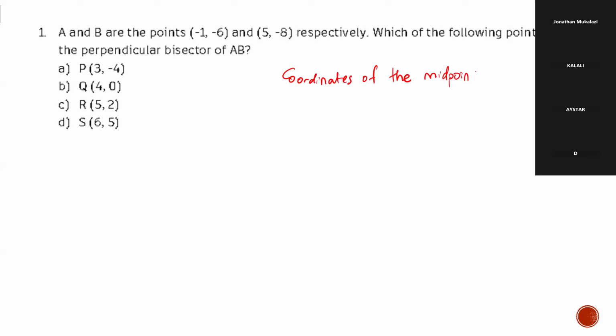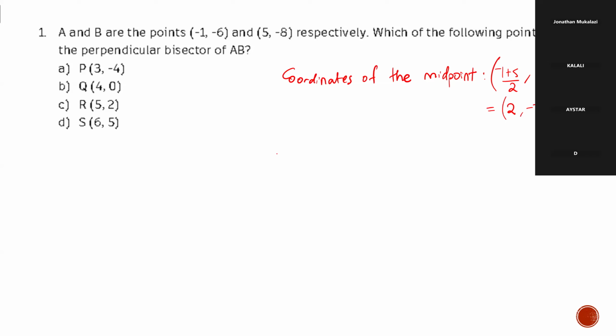We just get the average of the coordinates of the ends of the line segment. So the coordinates of the midpoint would be (-1 plus 5) over 2, comma, (-6 plus -8) over 2. And that is 4 over 2, which is 2, -7. So those are the coordinates of the midpoint. Now, how do we get the gradient of the perpendicular bisector?